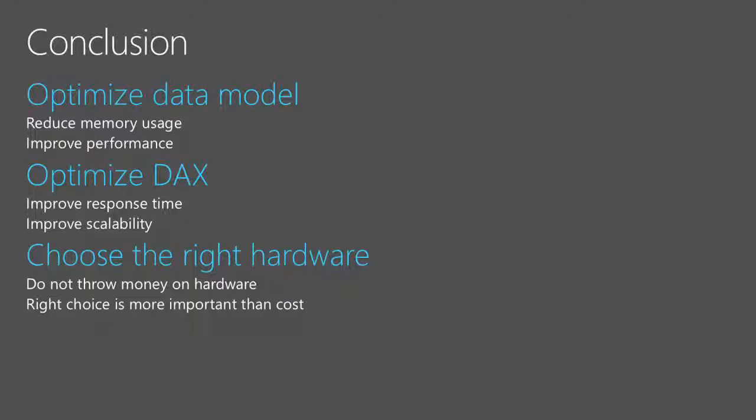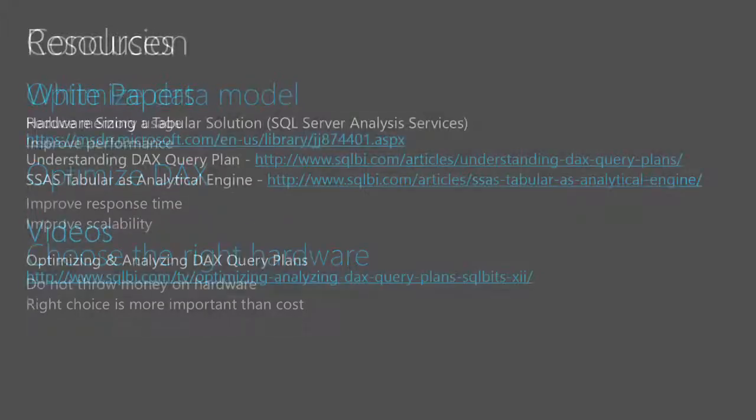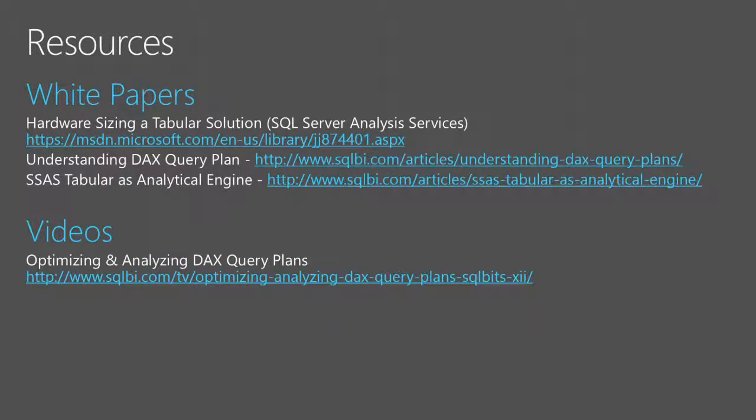So we have seen that we have to optimize the data model to reduce the memory usage and to improve the performance. We have to optimize DAX to improve the response time and to improve the scalability. If I reduce the workload on the storage engine, I can improve the scalability, the number of concurrent users. And you have to choose the right hardware, especially if you want to scale across 1 billion rows. Hardware is very important, but you will see the difference also with 100 million rows, especially if you have large dimensions. I have a bunch of links in the slides that you will be able to download from the Channel 9 website.